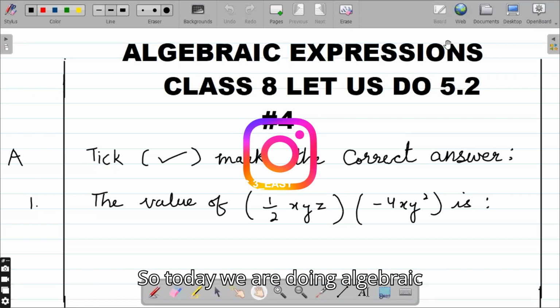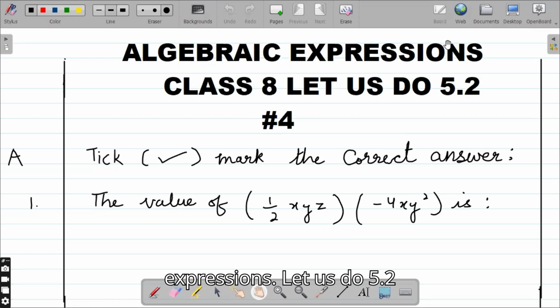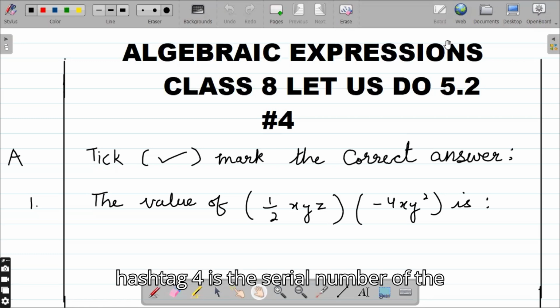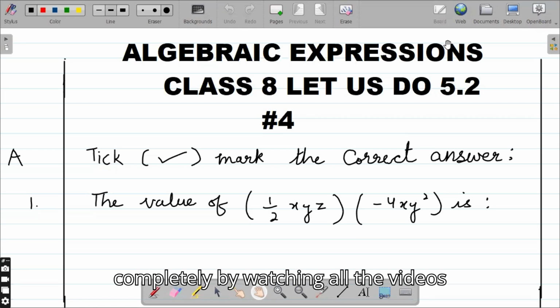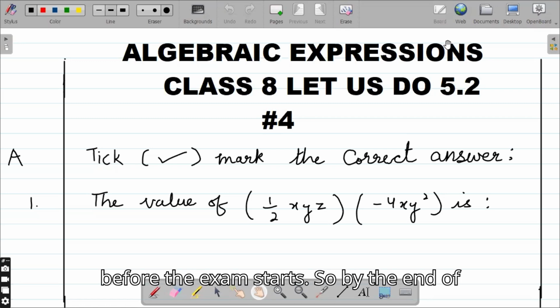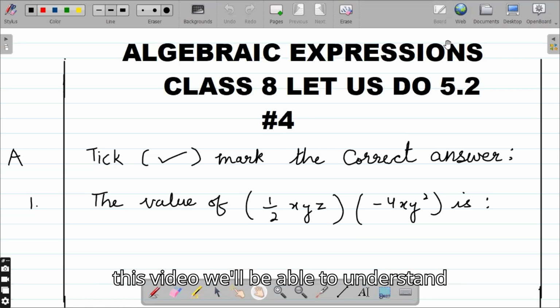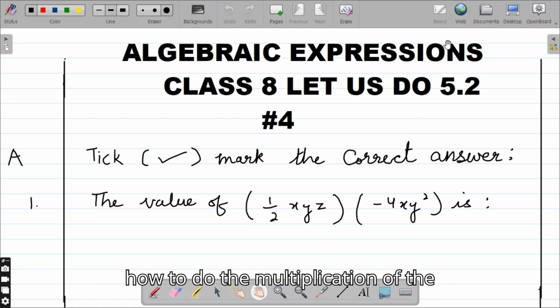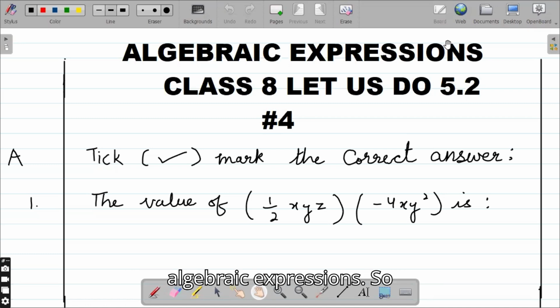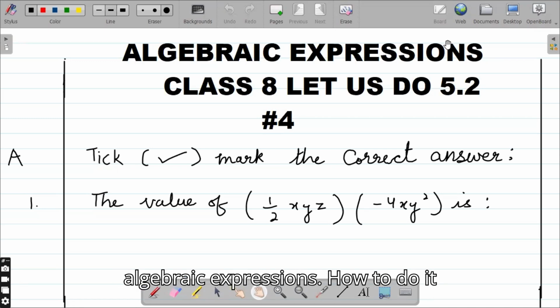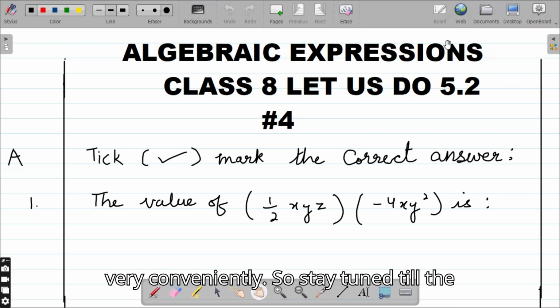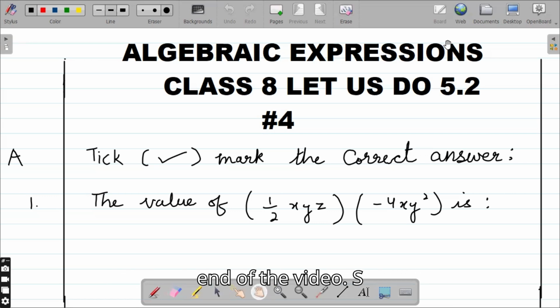Today we are doing algebraic expressions. Let us do 5.2. Hashtag 4 is the serial number of the video. So understand this chapter completely by watching all the videos before the exam starts. By the end of this video, we'll be able to understand how to do the multiplication of the algebraic expressions. At the end, I'll be sharing tips and tricks to multiply the algebraic expressions very conveniently. So stay tuned till the end of the video.